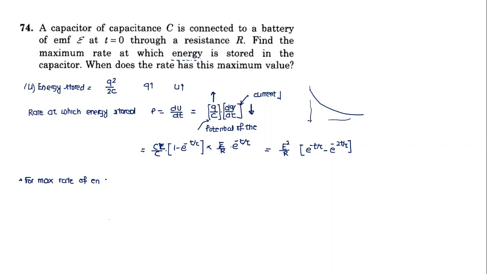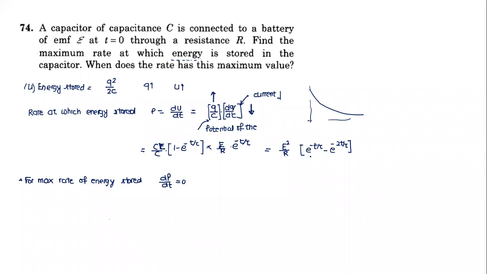dU/dt equals 0. Not dU/dt, it is dP/dt equal to 0, for the maximum rate of energy stored. So this gives you a rate at which energy is stored, and this rate is varying. I have to find when the rate becomes maximum, dP/dt.